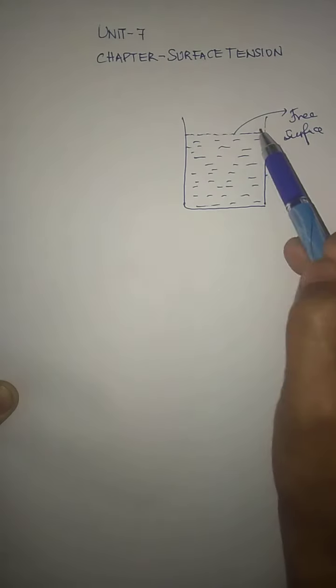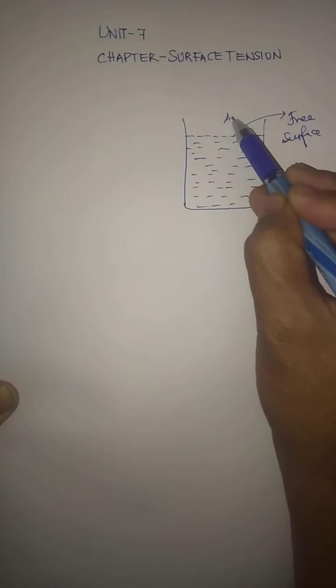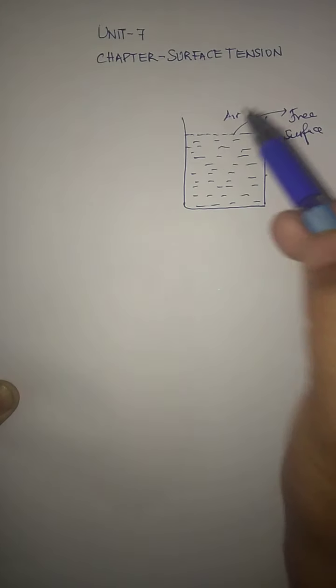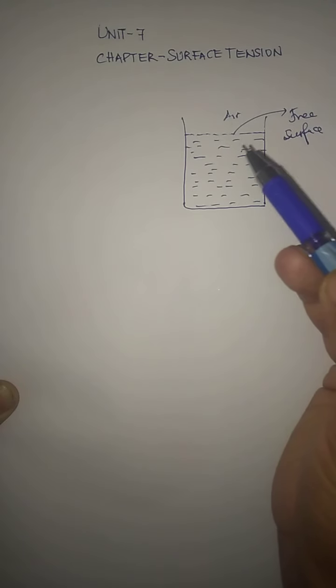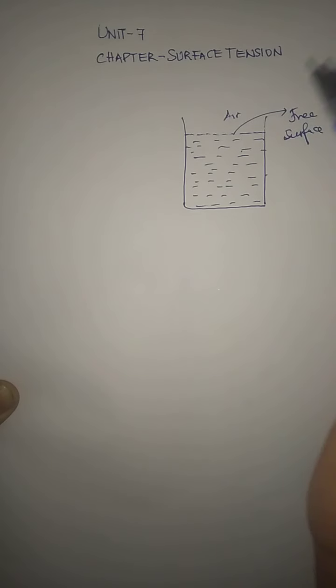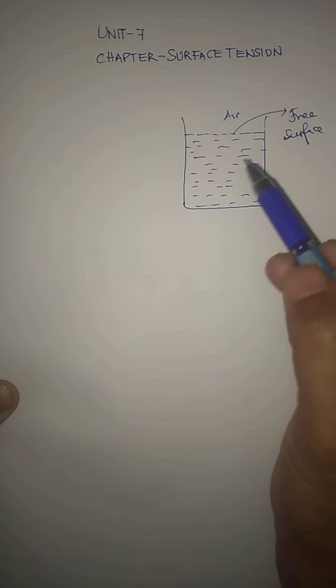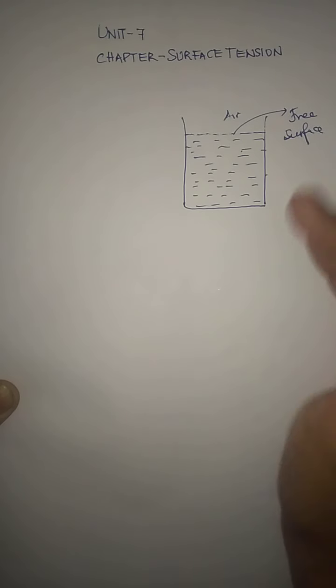So the free surface of the liquid is in contact with air; this is air out here, this is liquid. They experience a force, and this force is called tension. The surface of the liquid, as I said already, is in a state of tension and exactly behaves like a stretched membrane.